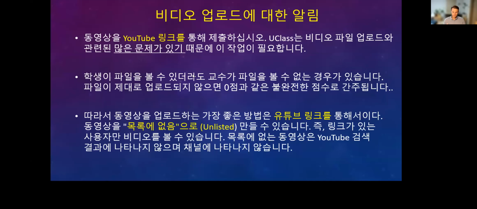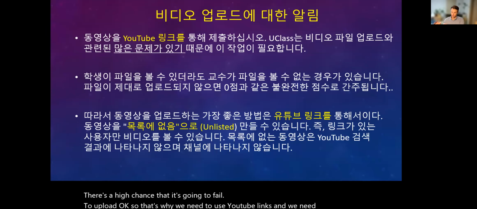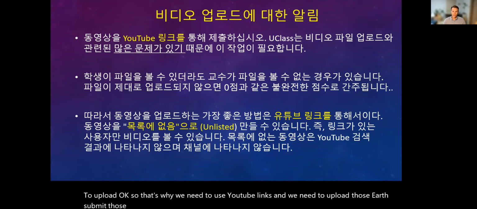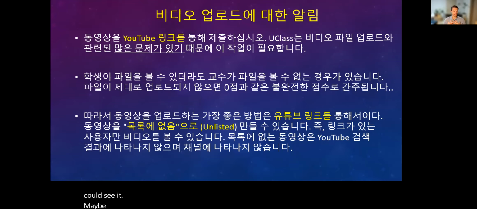Basically, if you upload your file to UClass, there's a high chance that it's going to fail to upload. So that's why we need to use YouTube links, and we need to submit those links to UClass. Because if you upload a file to UClass, it could fail. You could see it, maybe I can't see it, right? Even if the student can see the upload, sometimes the professor can't see it. I don't know why. This is just a UClass problem.